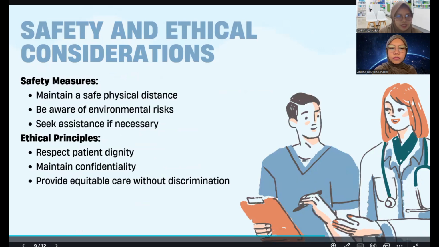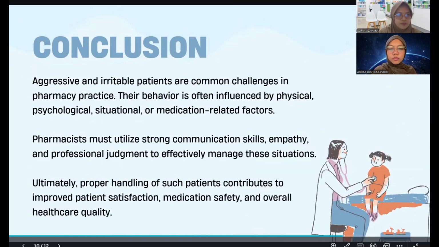And for the safety and ethical considerations, we have two. The first is safety: make sure to maintain a safe physical distance, be aware of environmental risks, and seek assistance if necessary. And the second is ethical principles. The first is to uphold patient dignity, the second is to maintain confidentiality, and the third is to provide equitable care without discrimination.